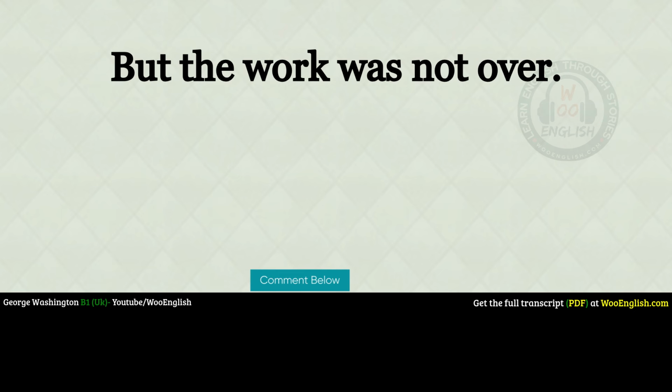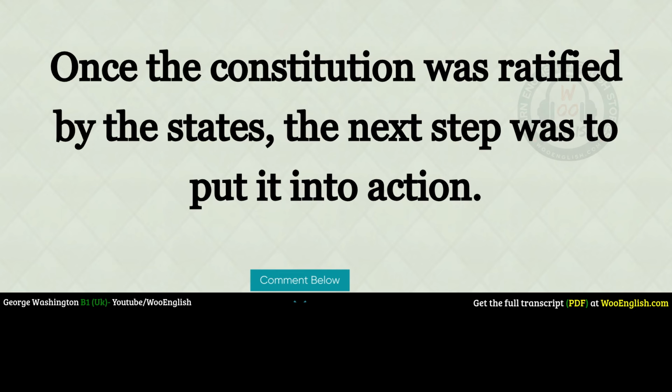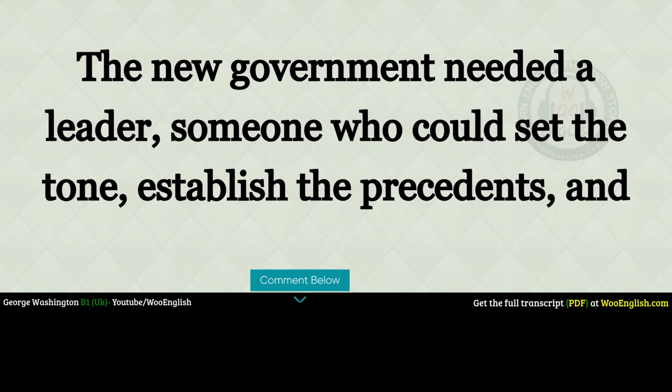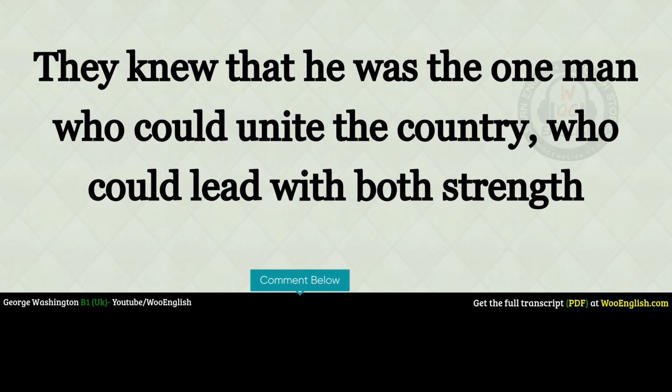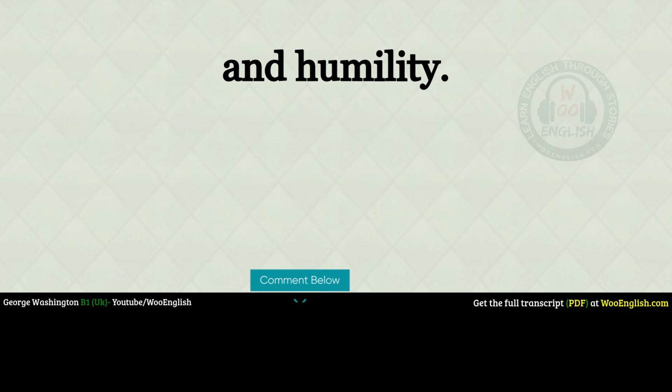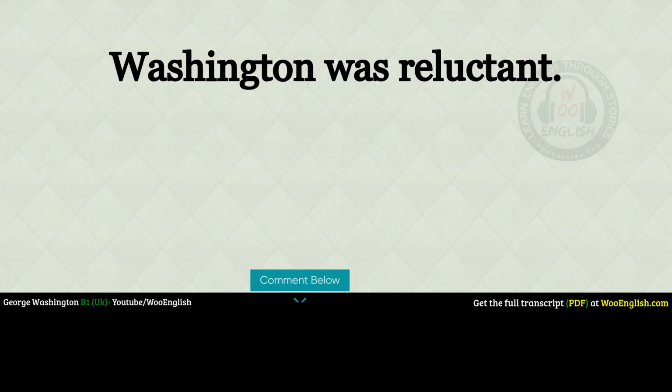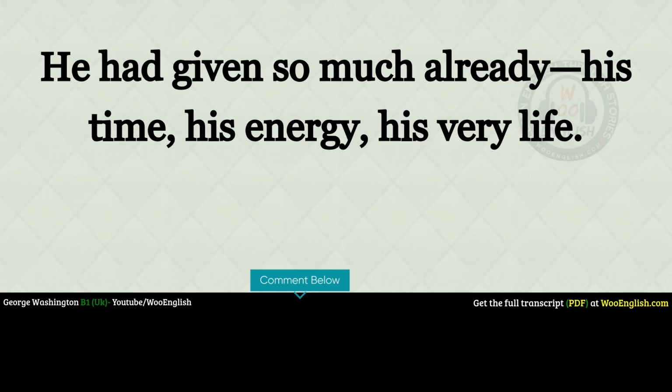But the work was not over. Once the Constitution was ratified by the states, the next step was to put it into action. The new government needed a leader, someone who could set the tone, establish the precedents, and guide the nation in its earliest days. The people turned once again to George Washington. They knew that he was the one man who could unite the country, who could lead with both strength and humility. Washington was reluctant. He had given so much already: his time, his energy, his very life.